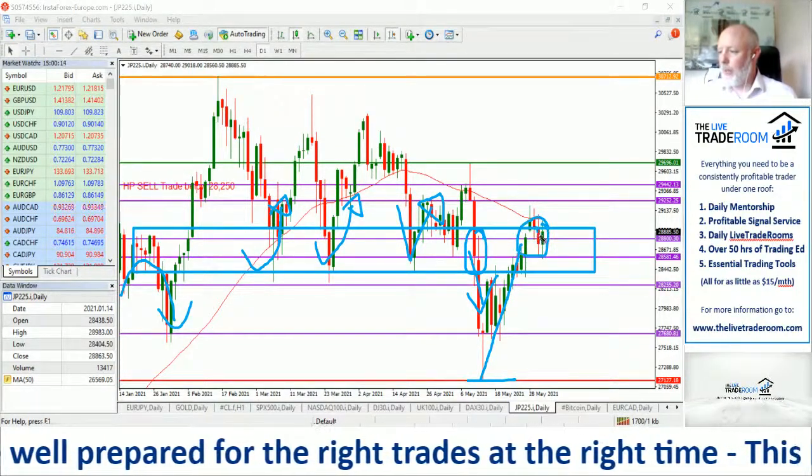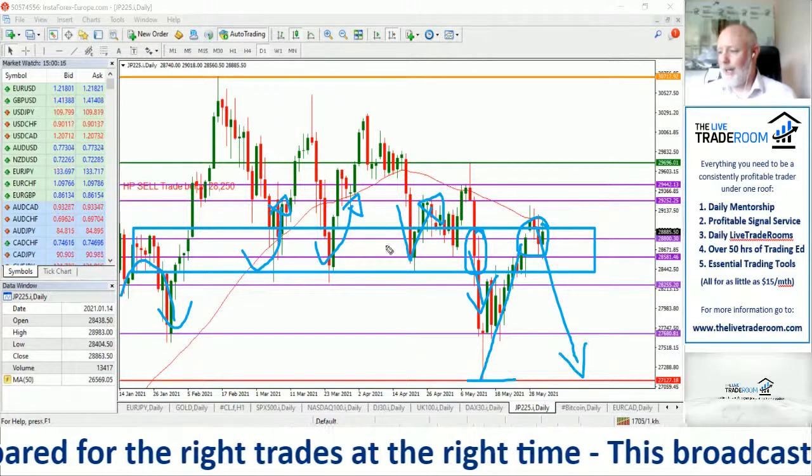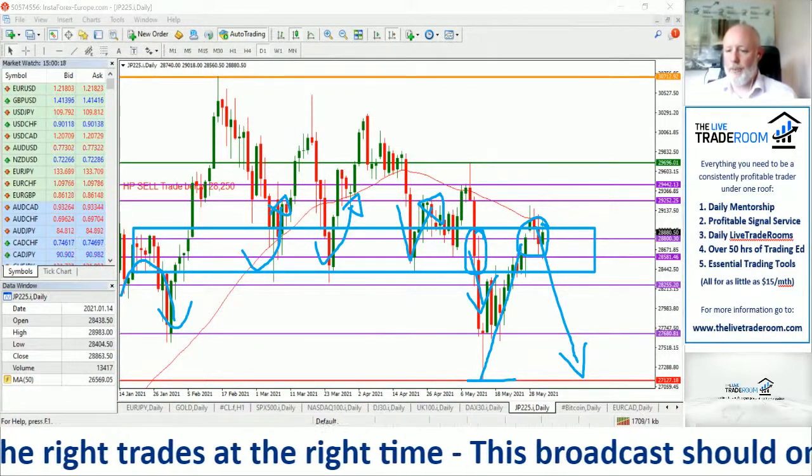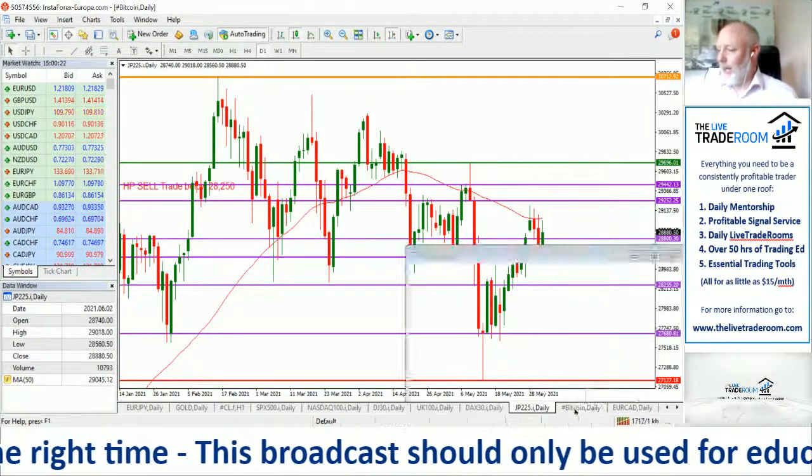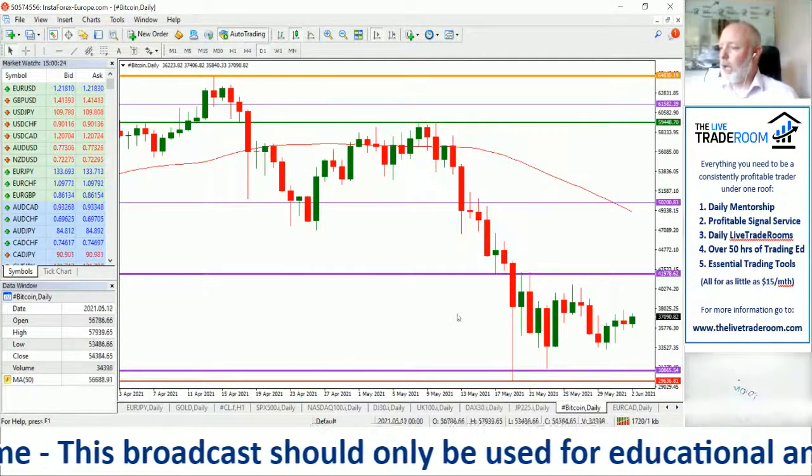So will this give us that next leg to the downside? That's what we're looking for. It's just today it's not giving us that opportunity. So, a lot of these markets can still go in either direction.